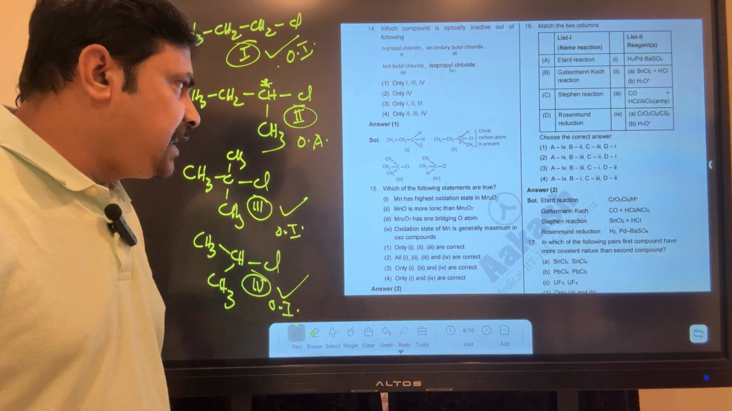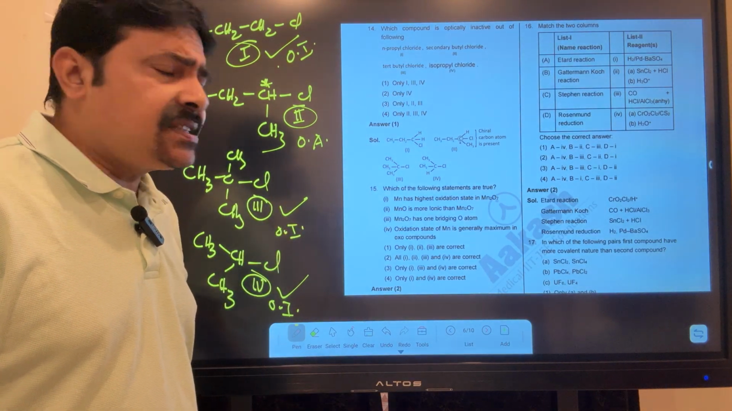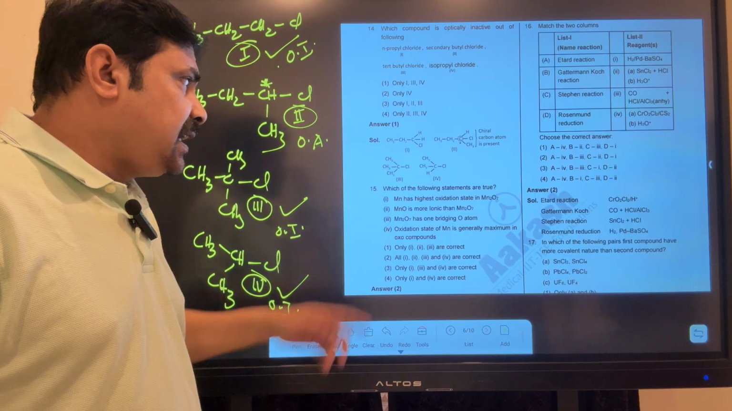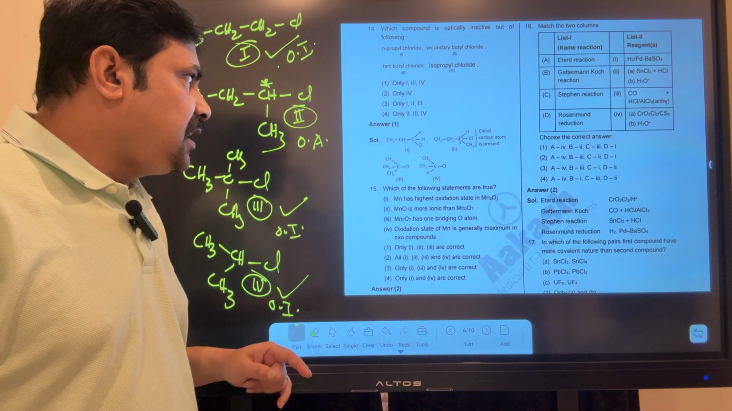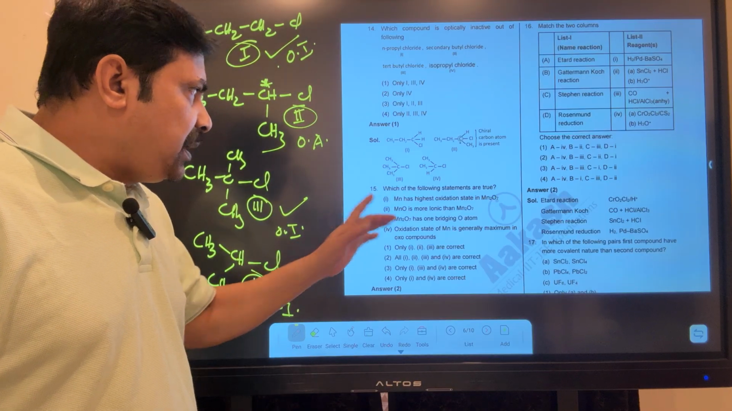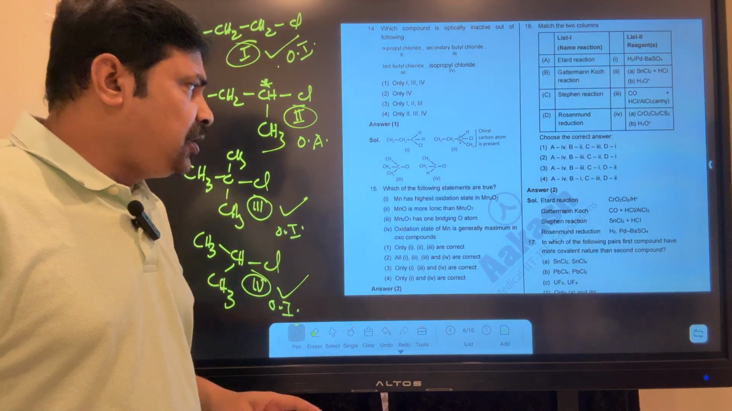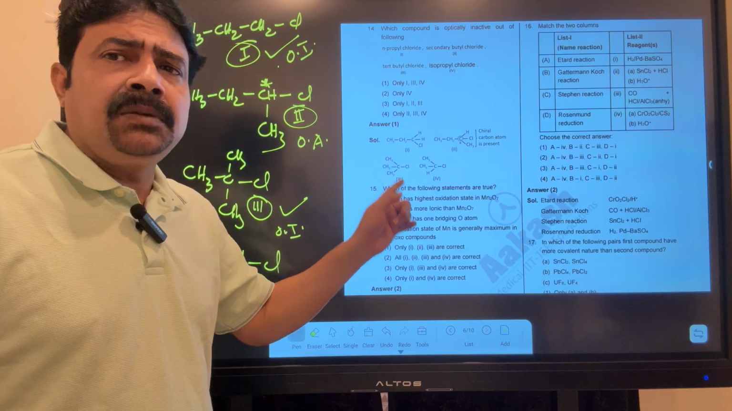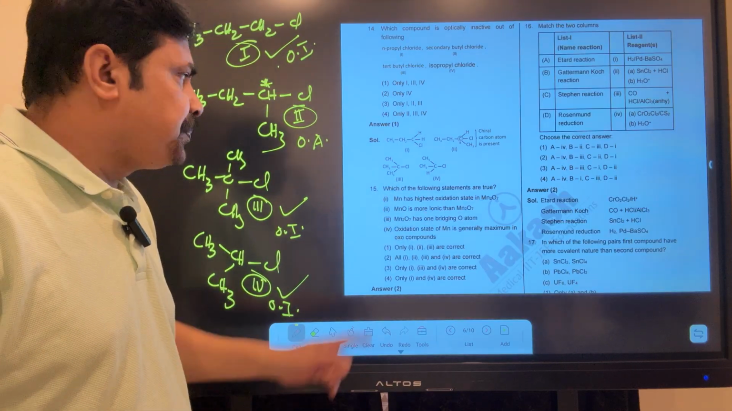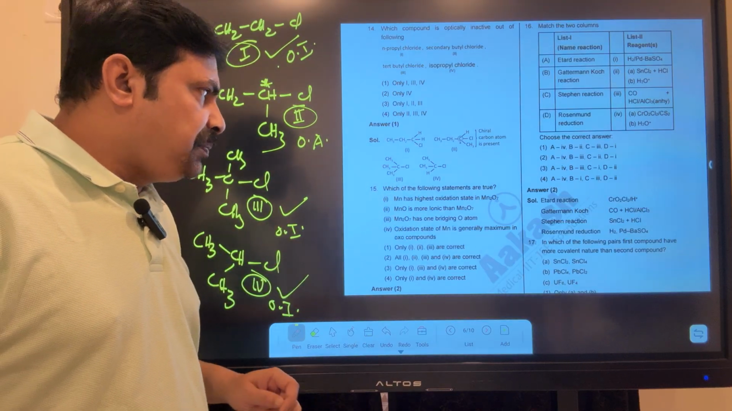Then question number 15 they are giving: which of the following statements are true? Manganese has the highest oxidation state in Mn2O7. MnO is more basic, that is correct. Manganese is in +7 oxidation state. MnO is more basic than Mn2O7 because Mn2O7 is covalent in nature. Mn2O7 has one bridging oxygen atom.